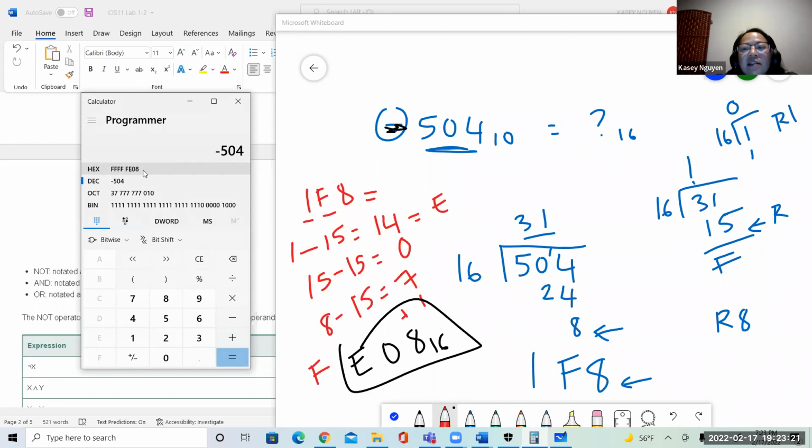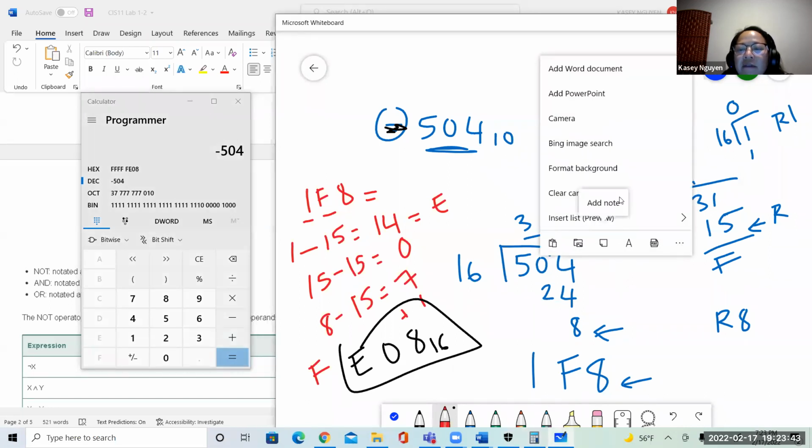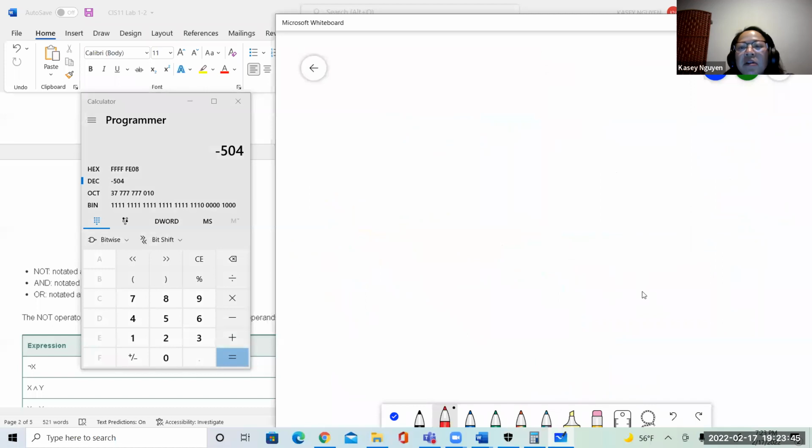Now I see some students take this and make it into binary, and we just learned at the beginning how to do the 2's complement in binary. I'll show you that right now since we have quite a bit of time. So are we okay with this? Can I clear it? Okay, I'm going to show you another technique that's using binary.